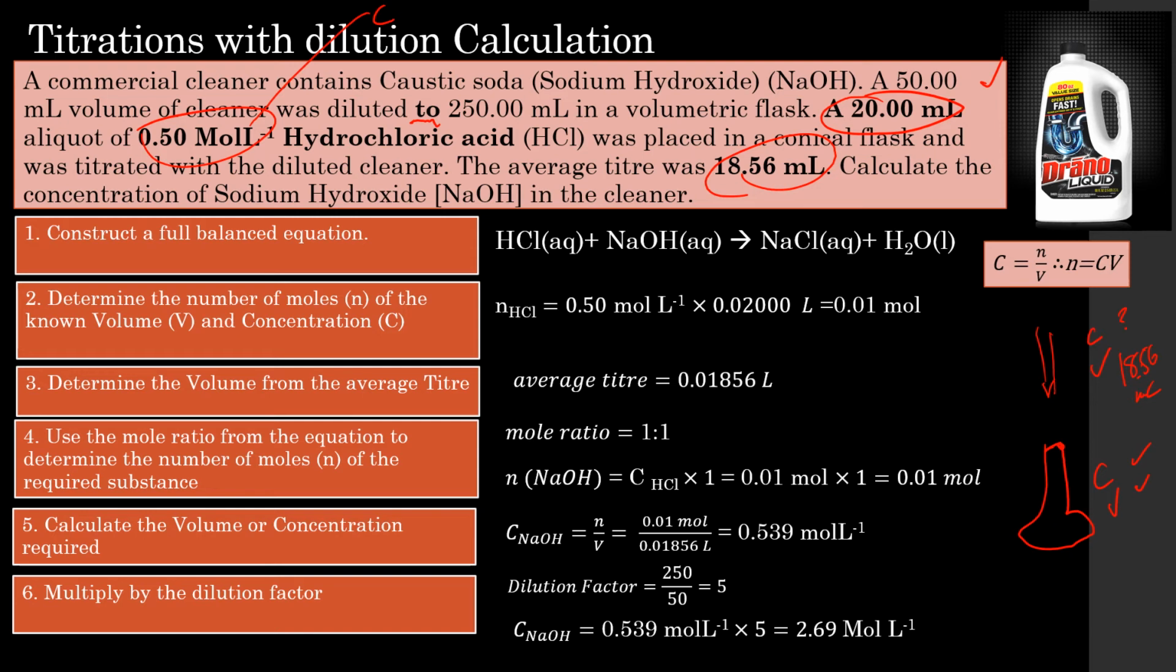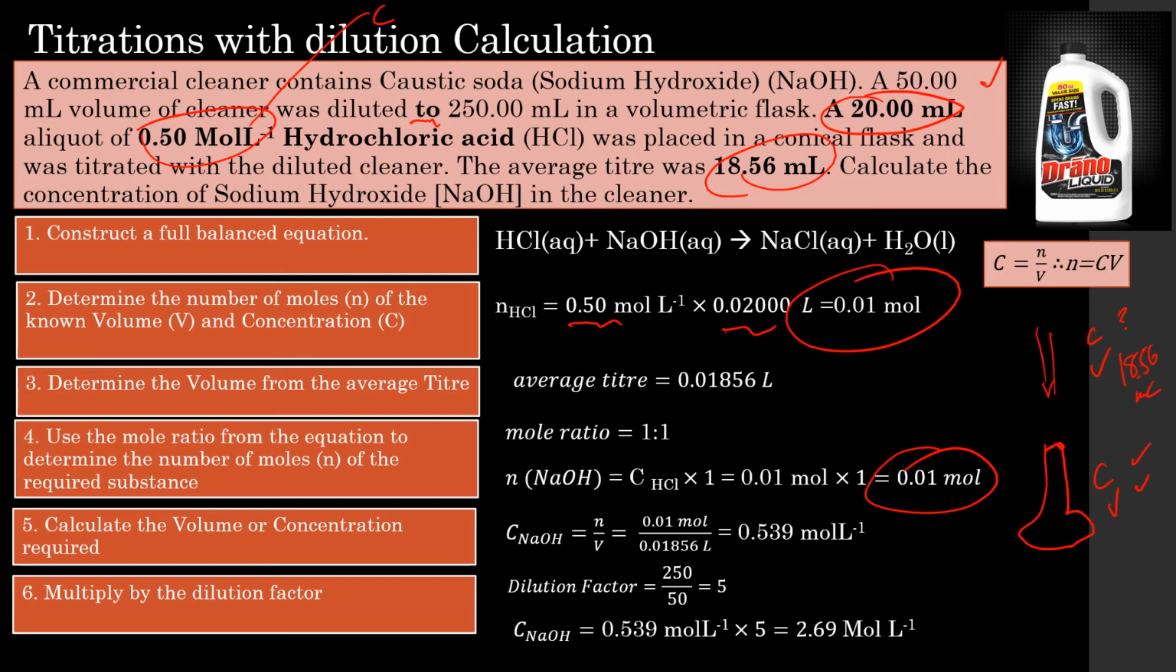So here's our half a molar of hydrochloric acid and 20 mL of hydrochloric acid, and we can work out the number of moles, n equals cV, so we're just multiplying that to get 0.01 moles of HCl. Now the average titer for the sodium hydroxide was 0.01856 litres. Now we have a mole ratio of 1 to 1. So if we have this many moles of HCl, we're going to have the same amount of moles of sodium hydroxide. So we now know the number of moles of sodium hydroxide.